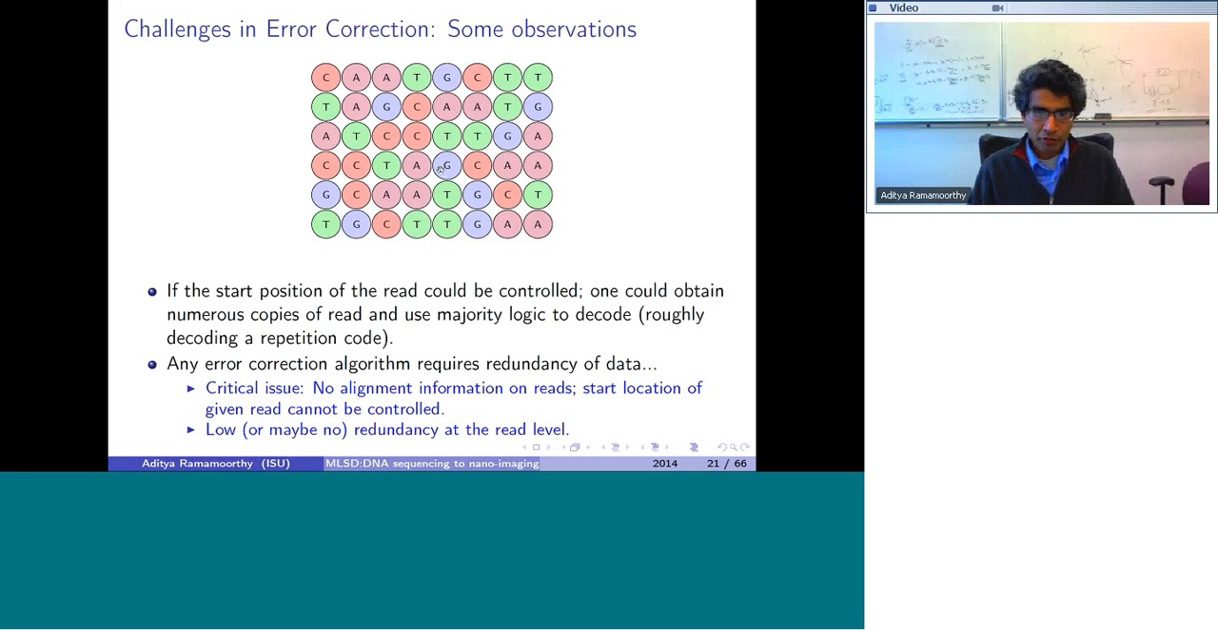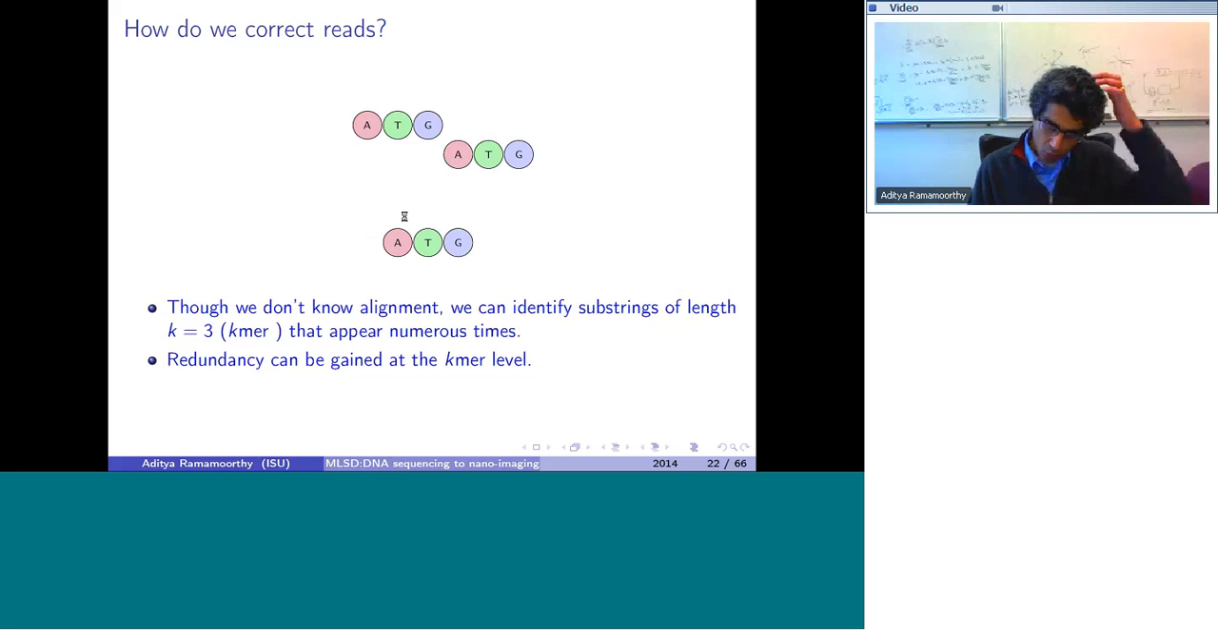There's no alignment information, so there's going to be maybe low or no redundancy of the data. Any kind of error correction algorithm requires redundancy of data. You need to have observed some data multiple times before you can correct it. So we don't have redundancy of the read data, so what do we have to play with? What we have to play with are these things called k-mers.